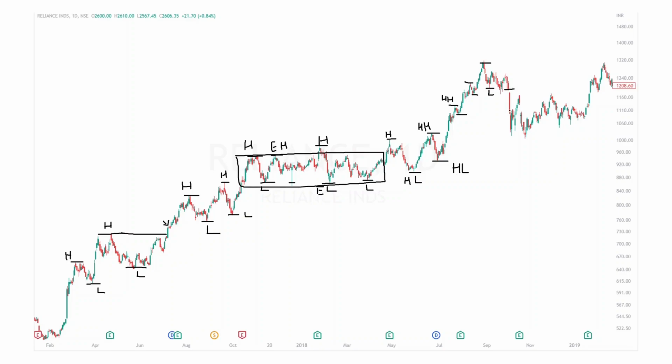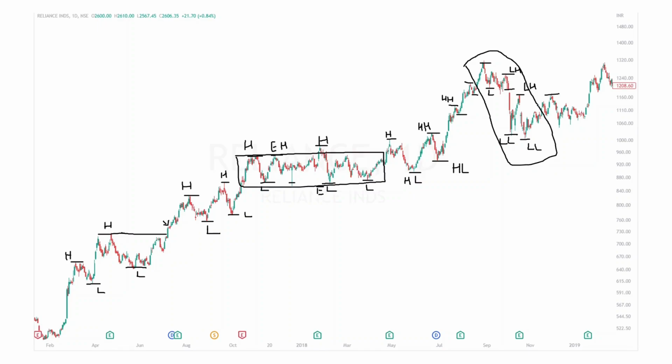and then this low actually gets violated over here and price forms a lower low and a lower high. So these are signs that maybe the structure is changing and now we are in a downward trend. Then another lower high and another lower low. So in this phase actually price now is in a downtrend.